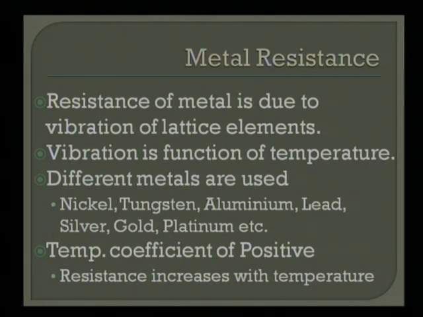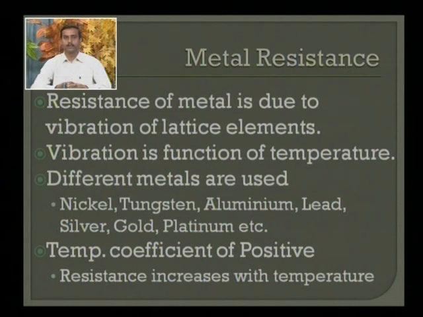What metals are preferred in the manufacturing of metal resistors? They are nickel, tungsten, aluminium, lead, silver, gold, platinum, etc. The famous name that you may have heard is PT100. PT100 is a 100 ohm platinum wire at 0 degrees Celsius, normally utilized as an industrial standard for temperature measurement. All the metals offer a positive temperature coefficient. It means the resistance will go on increasing with temperature.